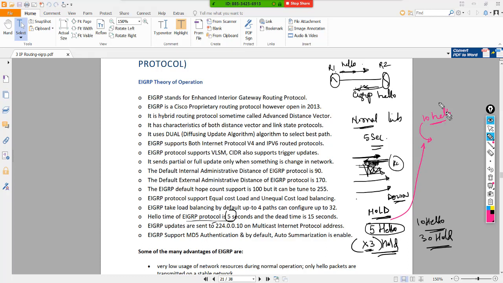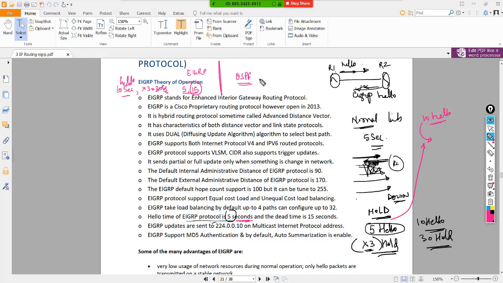What I'm trying to say is, in the case of OSPF and in the case of EIGRP, these timers are customizable. By default it is 5 and 15, where 5 is hello and 15 is the hold time. Let's say I change the value from 5 to 10 seconds as hello. Don't think your hold timer will automatically shift by 3 times to 30 seconds. That doesn't happen in EIGRP.